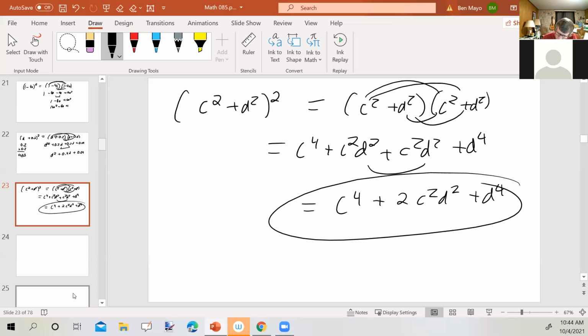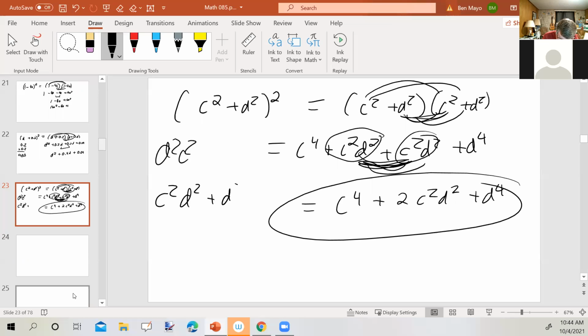Notice that I wrote this c squared d squared, and here, even though it was d squared c squared, I put the variables in alphabetical order so that I could identify these as like terms. Because you might look at c squared d squared plus d squared c squared and not see that they are alike. So that's why I wrote them both with the variables in alphabetical order.